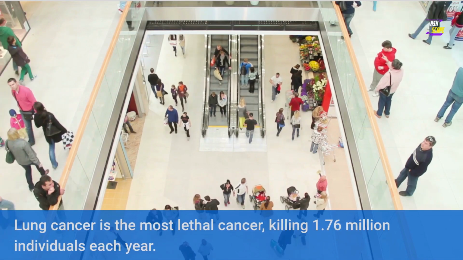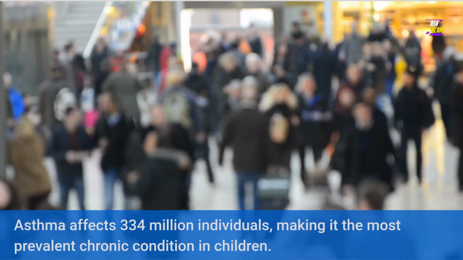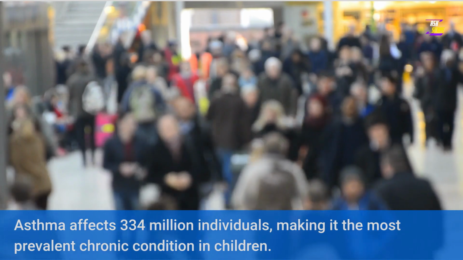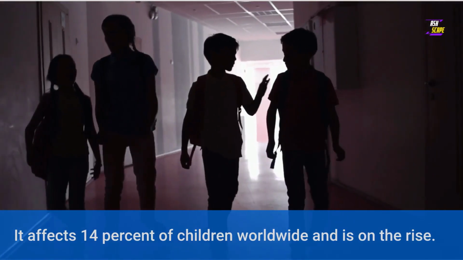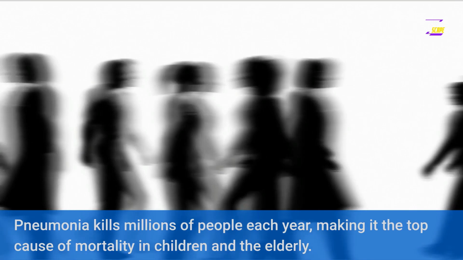Lung cancer is the most lethal cancer, killing 1.76 million individuals each year. Asthma affects 334 million individuals, making it the most prevalent chronic condition in children. It affects 14% of children worldwide and is on the rise. Pneumonia kills millions of people each year, making it the top cause of mortality in children and the elderly.